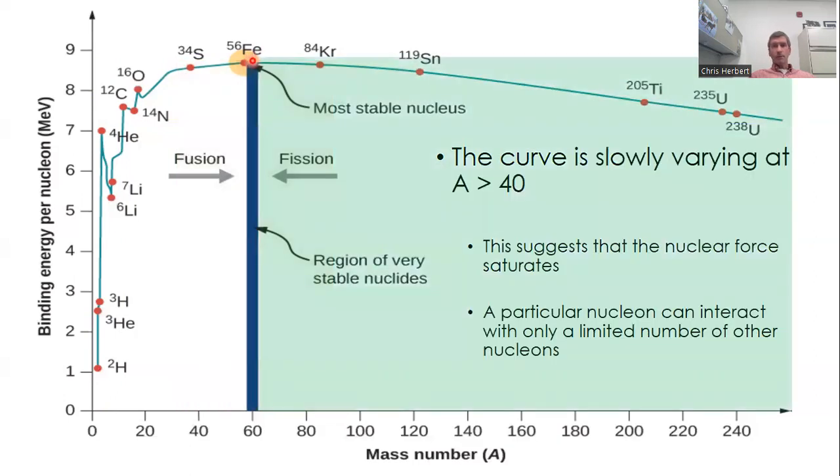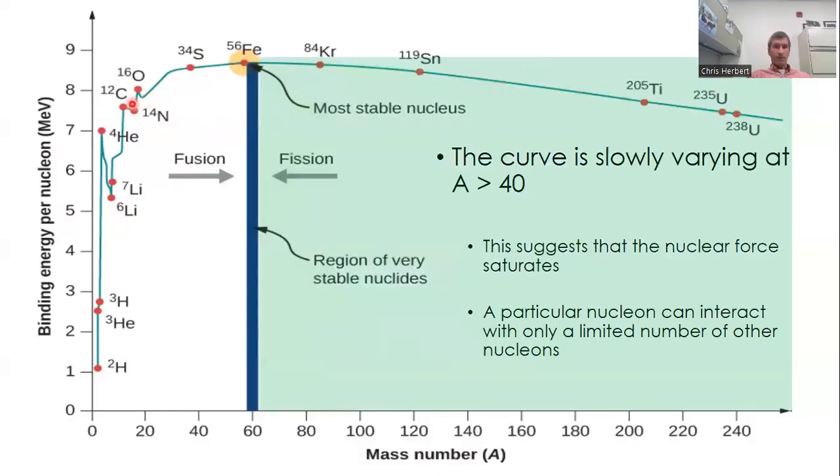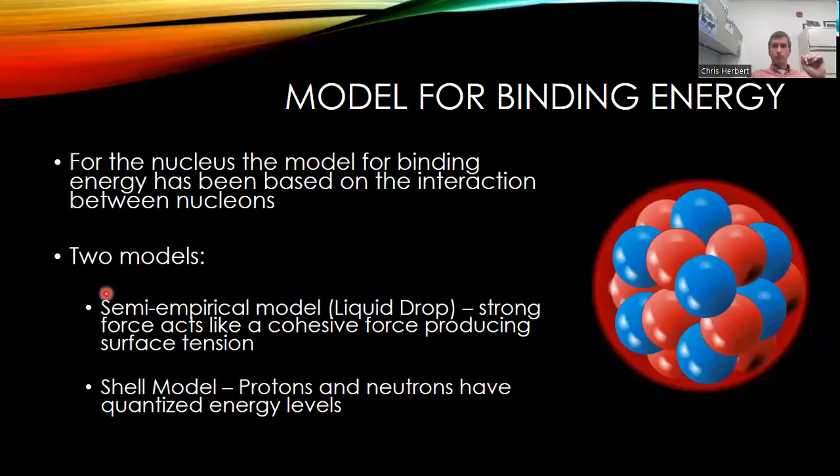Again, the curve from right around 40 on slowly decreases binding energy per nucleon, but not a whole lot. On the other side, once we get to oxygen 16, carbon 12, there's a huge drop off in the binding energy per nucleon.